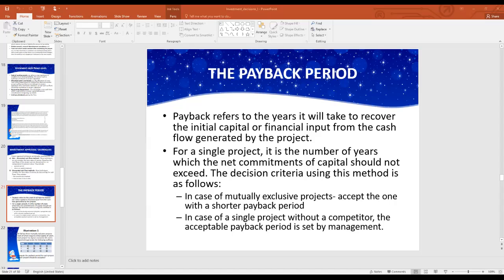And generally, if you have competing projects, a number of projects you want to invest the money in, then of course the one that has the shortest payback period is more desirable.